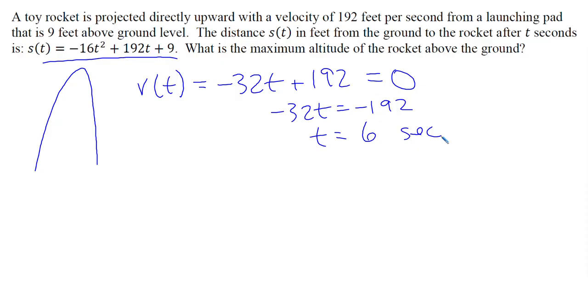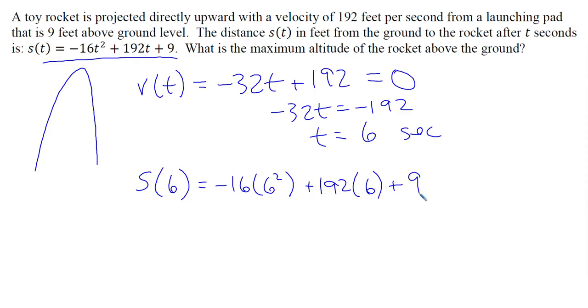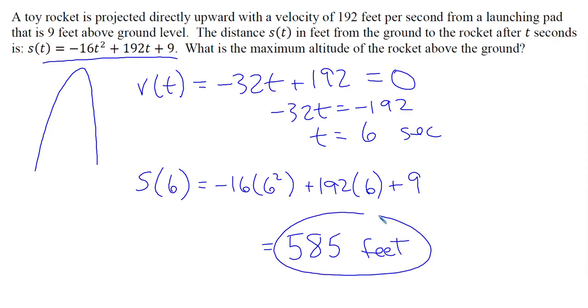So to find the actual altitude means we just need to evaluate the position of this rocket at 6. So s of 6 will be negative 16 times 6 squared plus 192 times 6 plus 9. Negative 16 times 36 plus 192 times 6 plus 9 is 585. So 585 feet is the maximum height that that rocket hits.